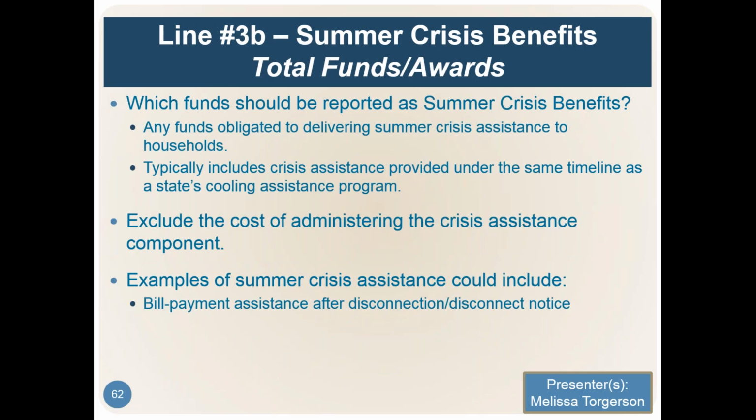Summer crisis benefits are any funds obligated to delivering summer crisis assistance, and in most states that aligns with a cooling assistance program or the timeline, whether it be summer or, in hot weather states, spring even. Exclude the cost of administration. Examples of summer crisis could include bill payment assistance after disconnection or disconnect notice.